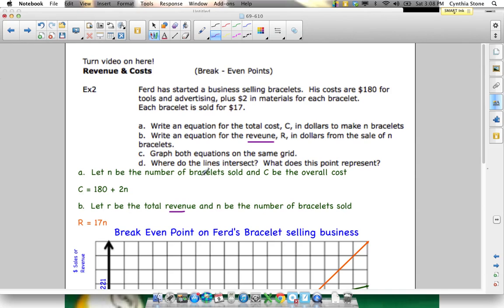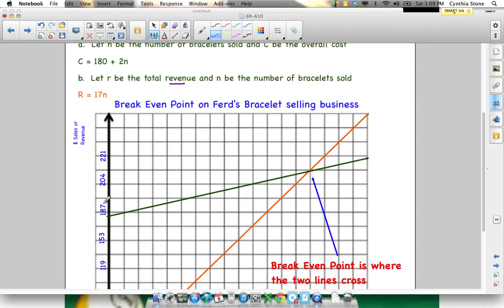His revenue: he makes 17 bucks a bracelet. N is my number of bracelets, so his revenue is 17N. Now remember, that's not his profit. Profit is what you make after you pay all the costs. We can even use our graph afterward to look at his profits, but that's coming up after the two equations. Then we just graph them both on the same grid.